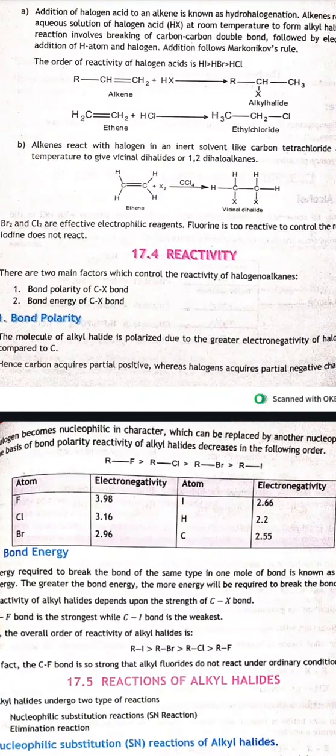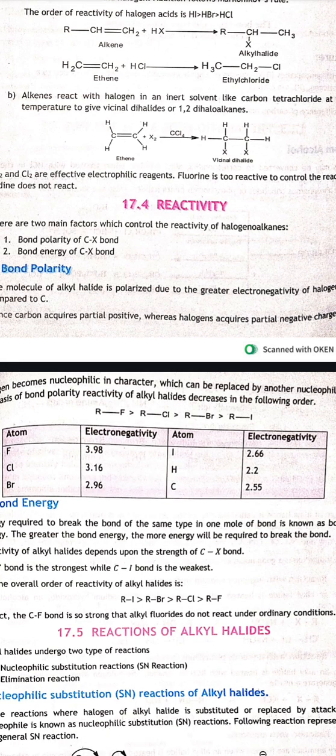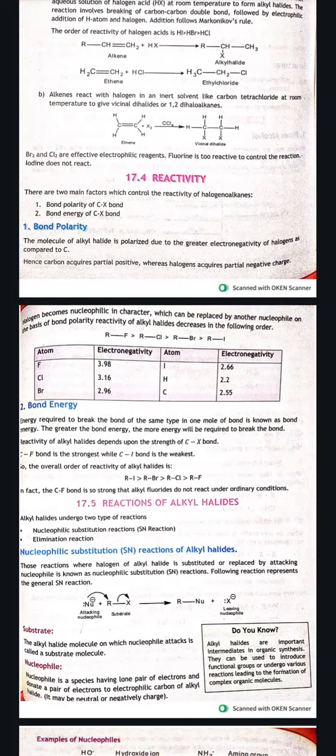Now alkenes react with halogen in an inert solvent like carbon tetrachloride to give vicinal dihalide or 1,2-dihaloalkanes. So simply here CCl4 is a non-polar solvent, and with X2 the bond breakage occurs, the double bond that is present between two carbons will break and two halogens get attached to the carbon atoms. Br2 and Cl2 are effective electrophilic reagents. Fluorine is too reactive and iodine doesn't react.